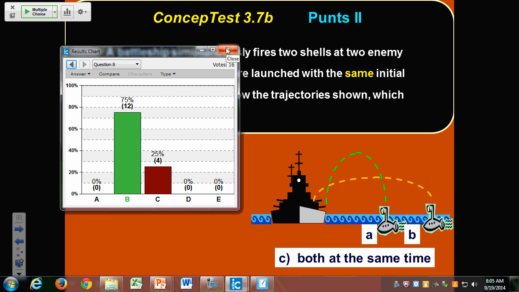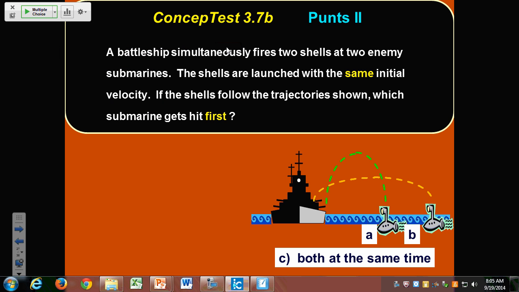B is right. Why does that submarine, which is further away, get hit first? That doesn't really make a lick of sense to me. Because it doesn't move as much in the y direction. Right, so it's not in the air for as long, because it goes to a lower height. Remember the y displacement determines the amount of time it's in the air. And so since this goes to a lower height, it's in the air for a lesser amount of time.